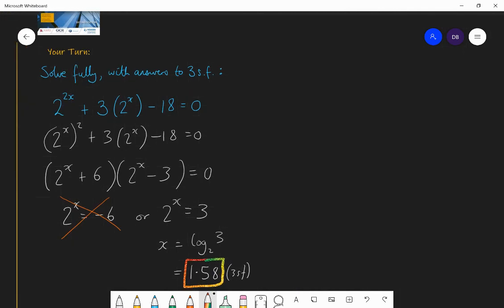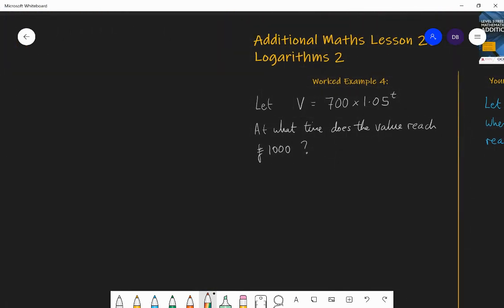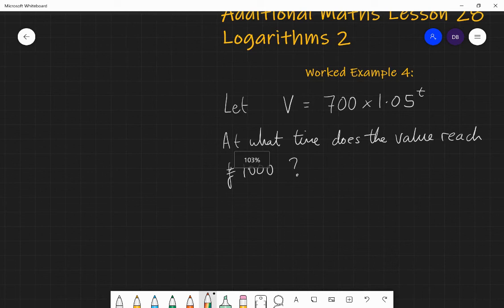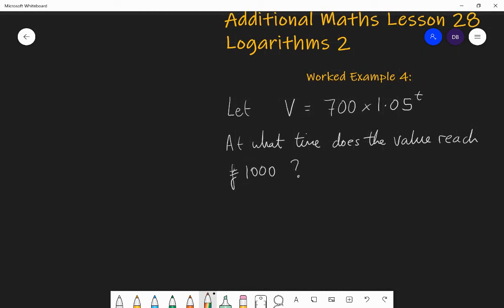Okay, here's the last type. Now, in a previous lesson, we did a question where we solved this using trial and error. Now we're going to actually use logarithms to find the exact time at which my investment of £700 into a 5% savings account reached £1,000. Okay, so the way to do it, we want to solve when the value is £1,000. So we're trying to solve the equation 700 times 1.05 to the power of t equals 1,000.